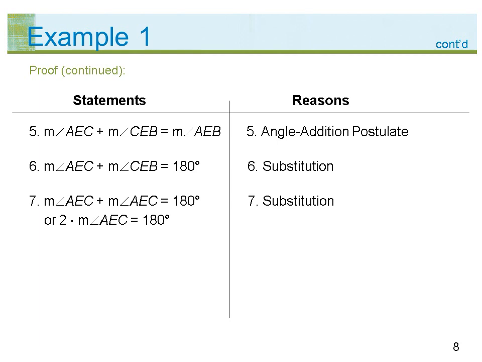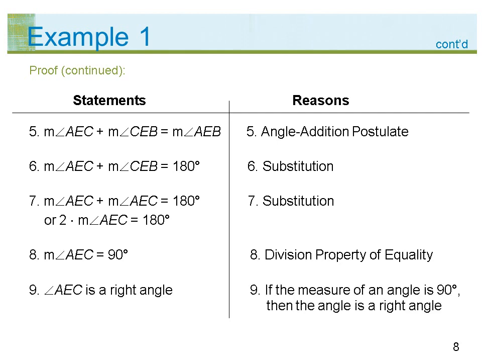Number 7. The measure of angle AEC plus the measure of angle AEC equals 180 degrees, or 2 times the measure of angle AEC equals 180 degrees. Reason: Substitution. Number 8. The measure of angle AEC equals 90 degrees. Reason: The division property of equality. Number 9. Angle AEC is a right angle. Reason: If the measure of an angle is 90 degrees, then the angle is a right angle.